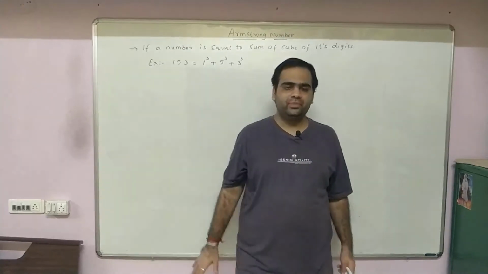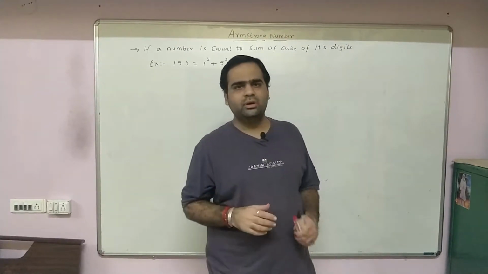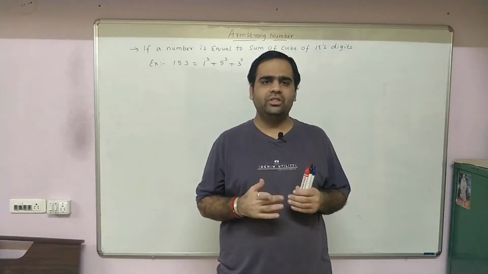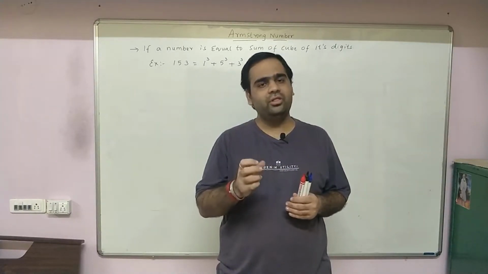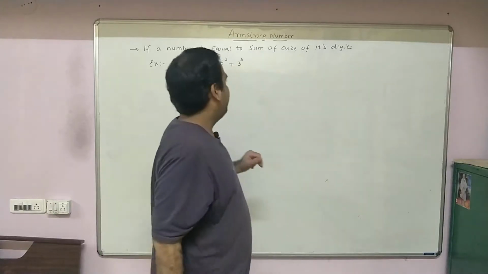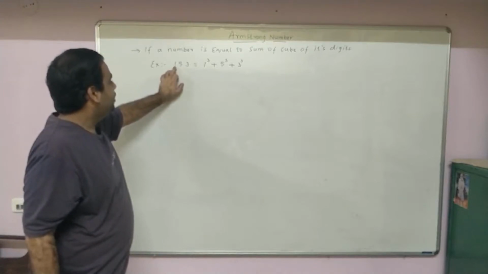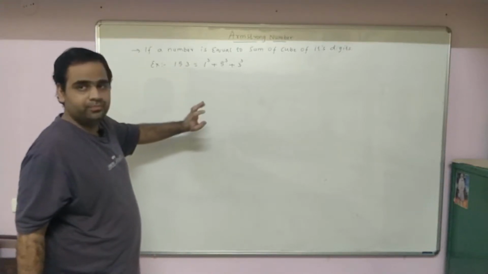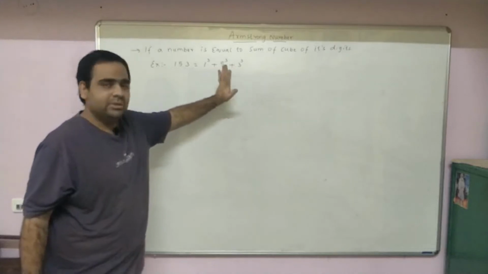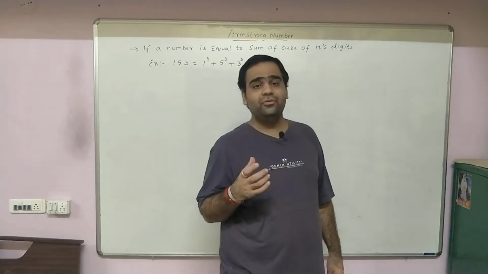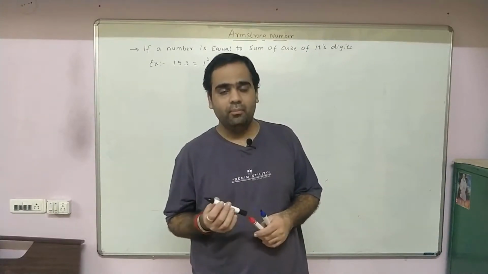Let us see what is an Armstrong number. An Armstrong number is one which is equal to the sum of the cubes of its individual digits. For example, 153 is equal to 1 cube plus 5 cube plus 3 cube. That is 1 plus 125 plus 27, which is equal to 153. Therefore we call 153 an Armstrong number.